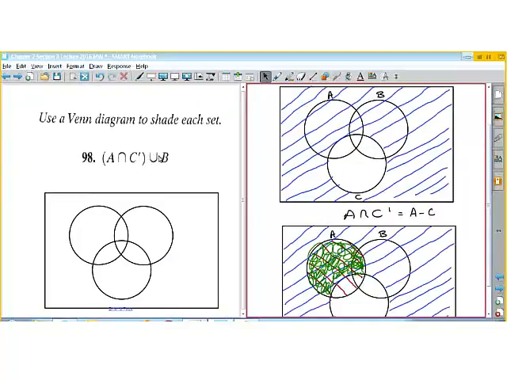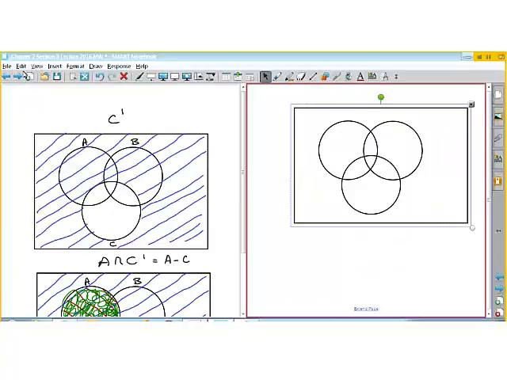Okay, so now the last thing we do is we're going to take this little green thing and do the union with B. So let's see how that works. So I'm going to go to the next page and I'm going to mark this in again. So this green is A minus C, which is the same as A intersect complement of C. Okay, so green is A intersect C prime or A minus C.